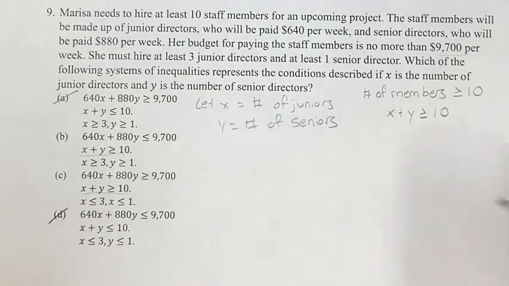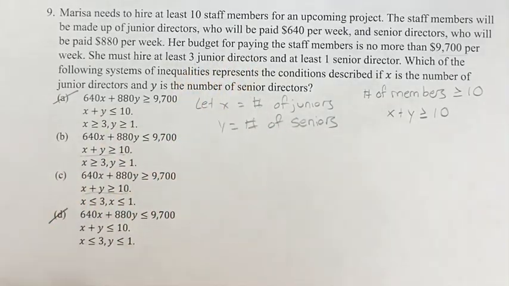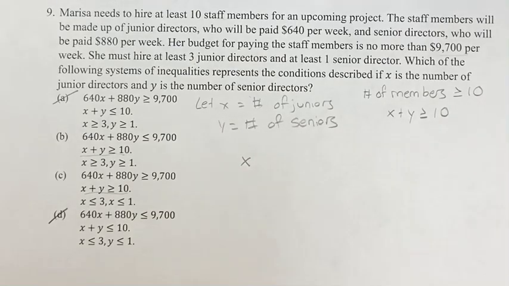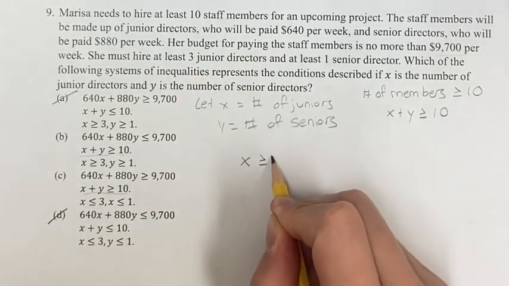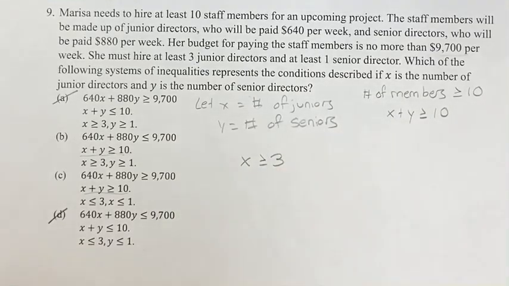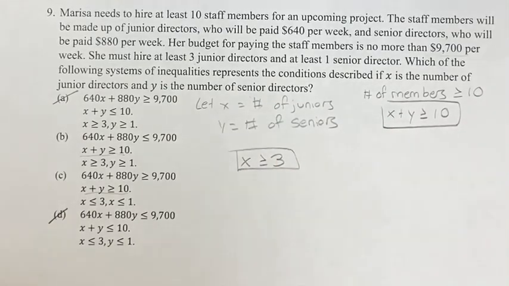So we are told that the staff must have at least 3 junior directors. So the number of junior directors is X, and that must be at least 3. So it has to be greater than 3 or equal to 3, but the minimum is 3. So this is another one of our inequalities. This is our first one, and this is our second one that we found.